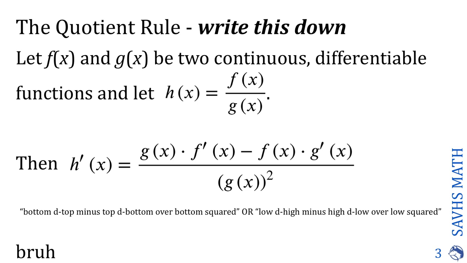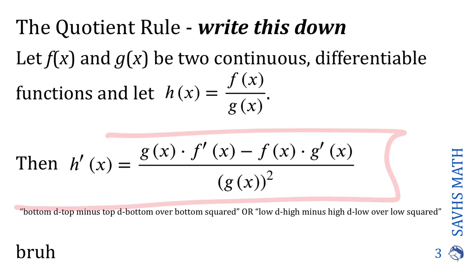So this is the quotient rule. You should write it down in your notes. This is the big formula. This is the main thing that you need for the day. There are a couple of mnemonics that will help you remember it. I always say bottom d top minus top d bottom over bottom squared. But if you want low d high minus high d low over low squared, that's fine too.